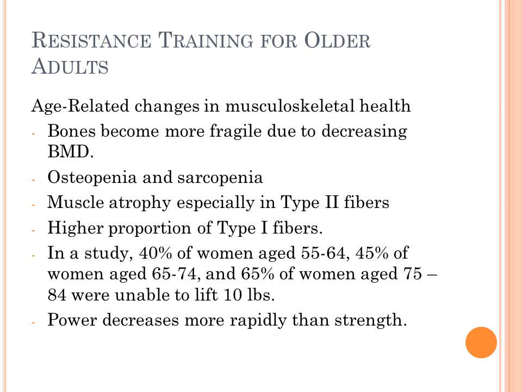Muscle atrophy then is seen at a higher rate in the type 2 fibers. If you can remember, those type 2 fibers are the fast fibers. Those are the fibers that generate power. Those are going to see greater decreases than the type 1 fibers. And as a result, if the type 2 fibers are decreasing, you're going to have a higher proportion of type 1 fibers. So you'd be better suited for aerobic activities, lower intensity, as you age over the age of 65.